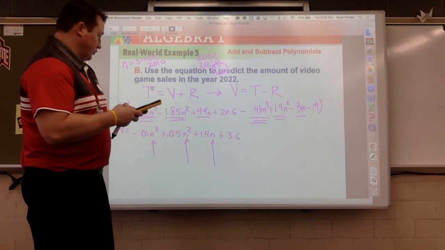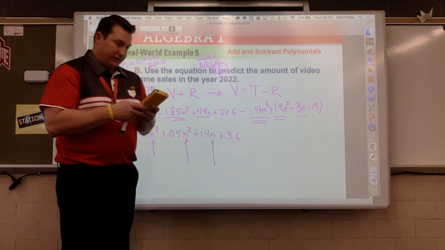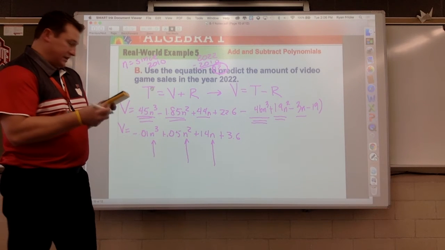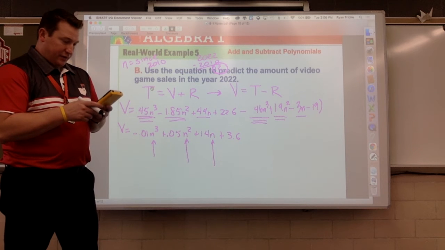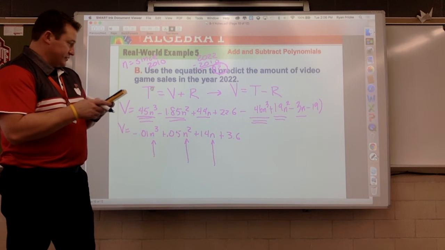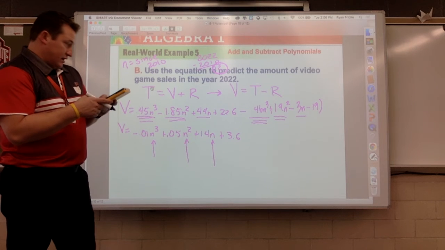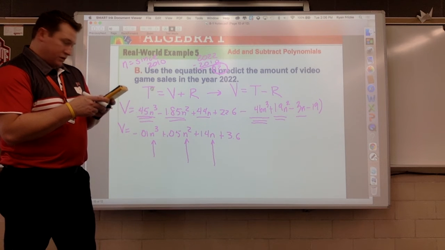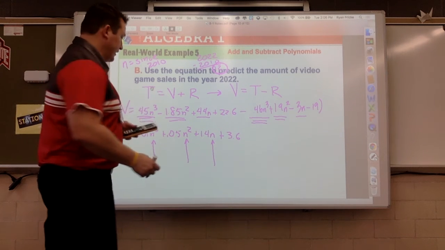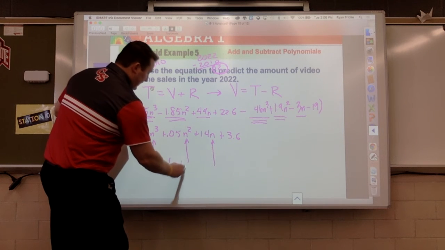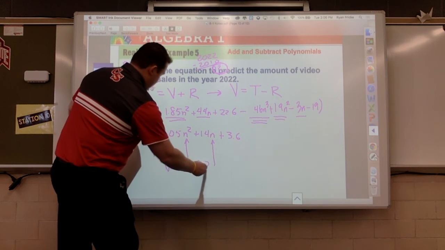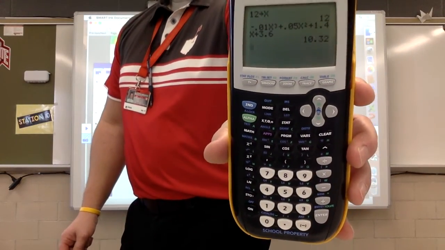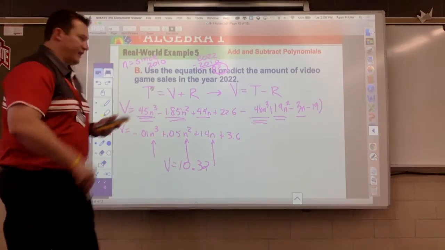Let's go here. So we want to go 12 as that. Here we go. Negative 0.01 times that to the third power, plus 0.05 times that squared, plus 1.4 plus 3.6. Here's what I get: 10.32. Look, if you don't believe me, here it is. I know, it's crazy. It's weird how that worked for me there.